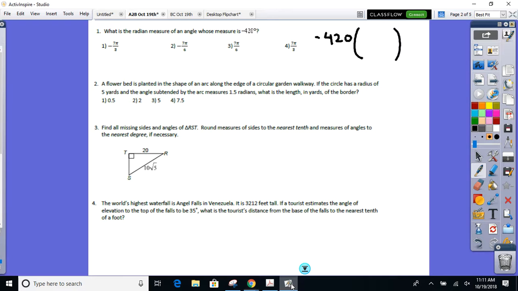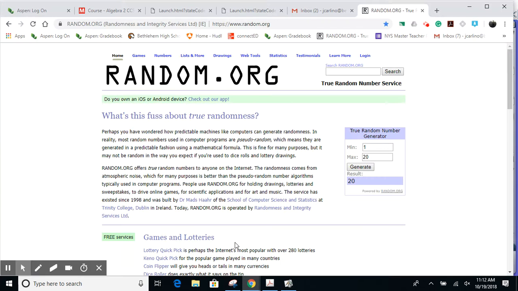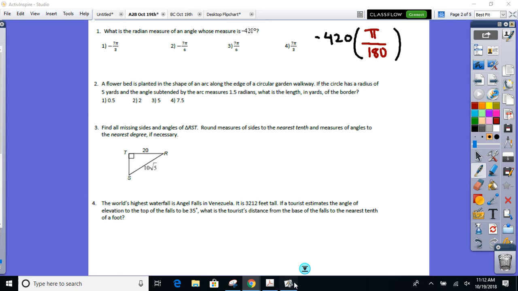Here we go. 20, start us off. What do I multiply negative 420 by? Pi over 180. Perfect. Pi stays in my answer. Reduce negative 420 over 180. When you have it reduced, let me know. 5, let me know when you have it reduced.